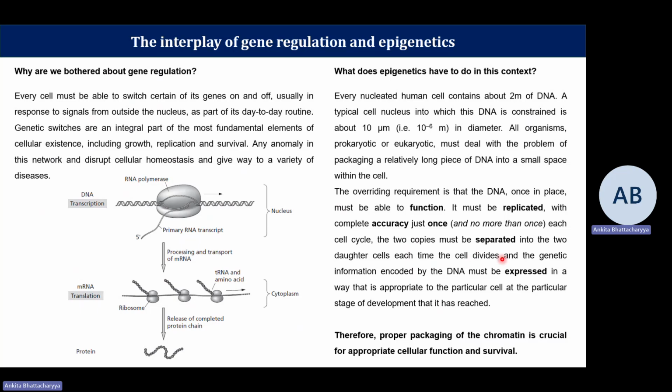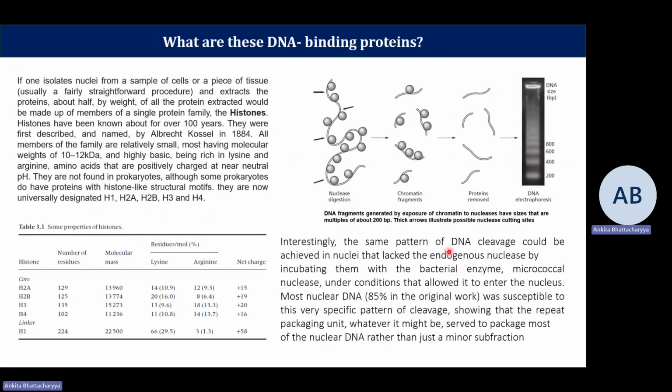Then we moved on to our discussion on DNA binding proteins. We talked about different types. We talked about the fact that different patterns of DNA cleavage can actually indicate the accessibility of the DNA. Okay. Let's talk about the fact that there are different types of DNA binding proteins, which include histones, transcription factors, chromatin remodelers, etc.